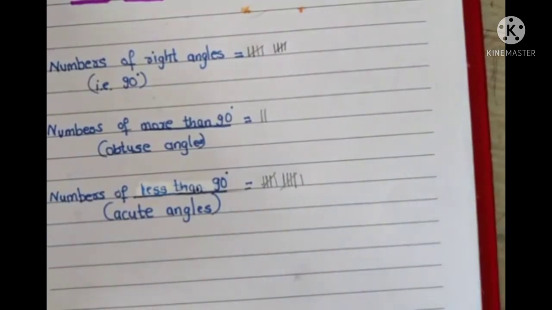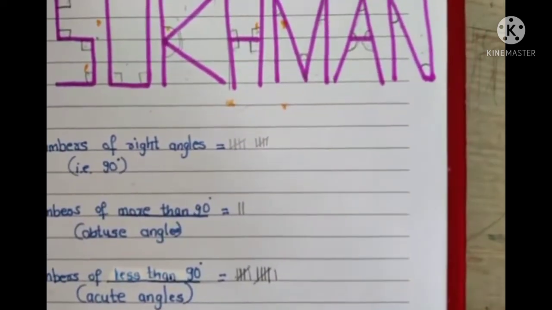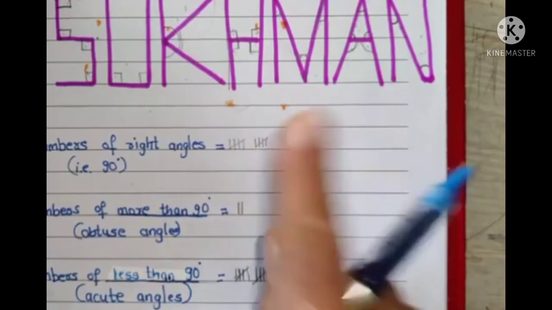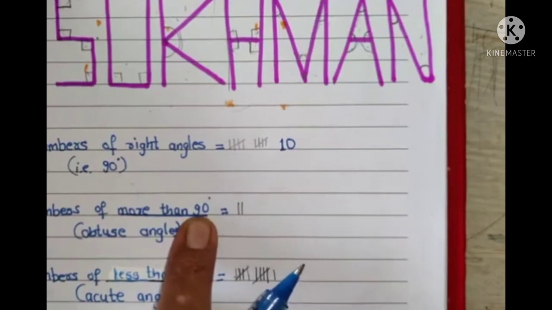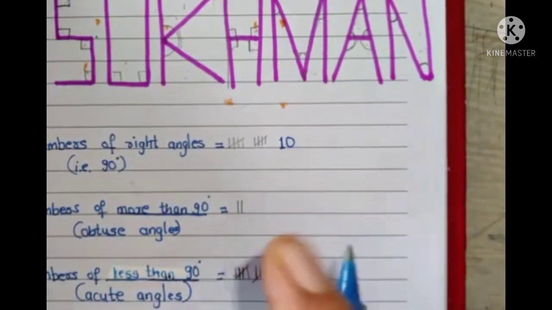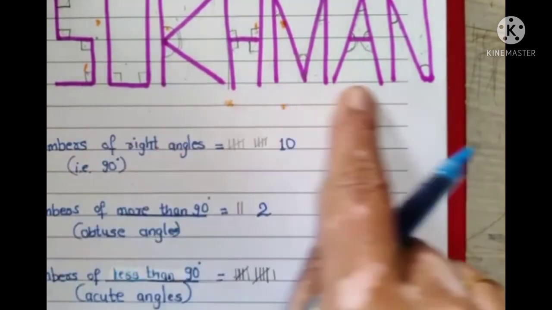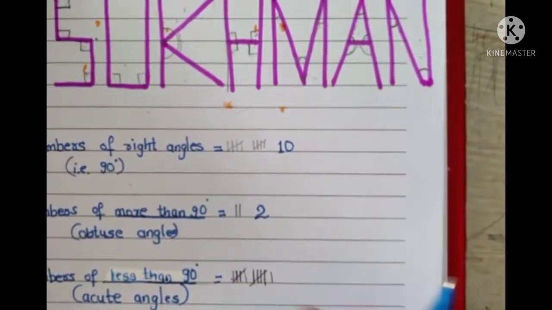Okay, now it is time for us to count and write in figures. So how many right angles are there in the name Sukhman? The number of right angles is 5 and 5. How many? 10. How many angles more than 90, that is, obtuse angles, are there in the name Sukhman? Only 2. So we will write 2. How many less than 90 degree angles, that is acute angles, are there in the name Sukhman? How many did we find? See, 5 plus 5, 10 plus 1, 11.